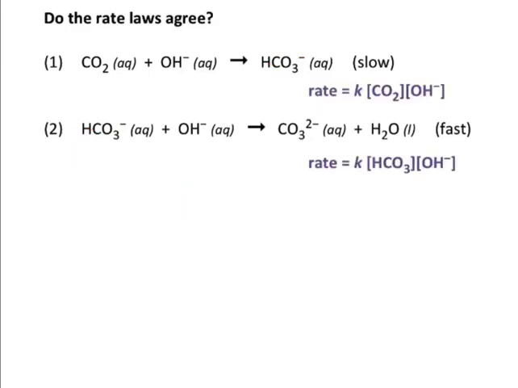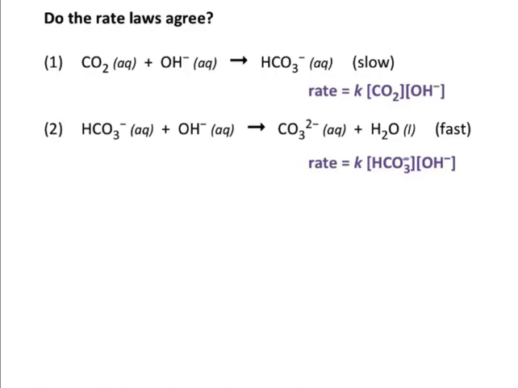Great. Now, the other thing we have to check is, do the rate laws agree? And so for the first elementary step here, your rate law depends on carbon dioxide to the first order and hydroxide to the first order, because you can look at the coefficients here because it's an elementary step. Now, if you look at the second step, if this was your rate limiting step, the slow one, then your overall reaction order would depend on the bicarbonate concentration. Let me just add this negative sign here. Oops. And the hydroxide concentration.